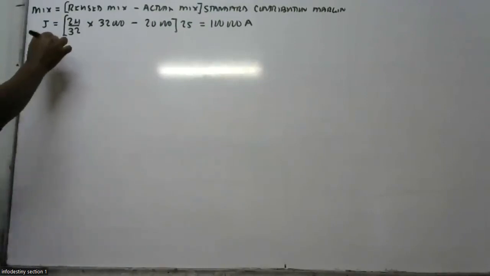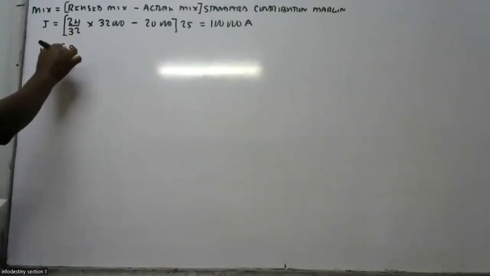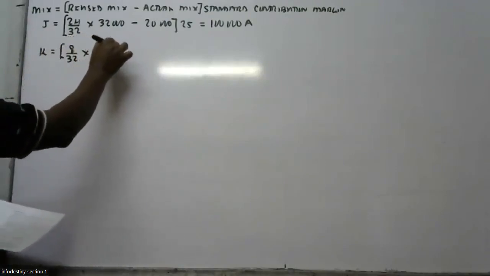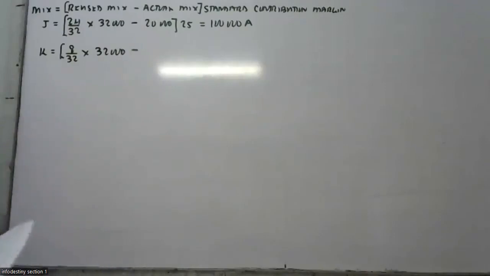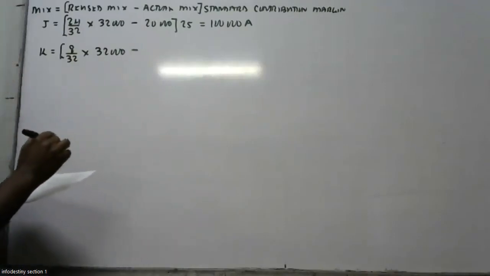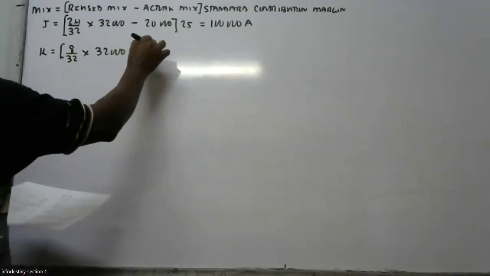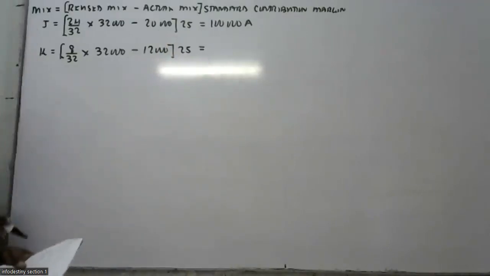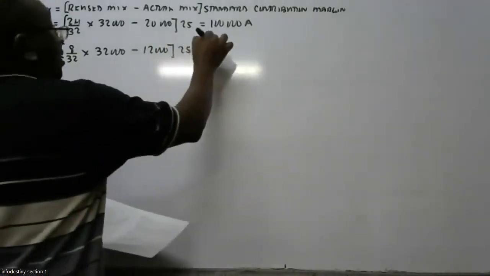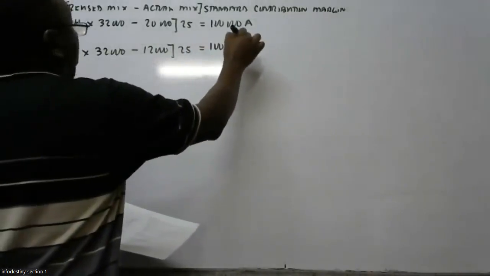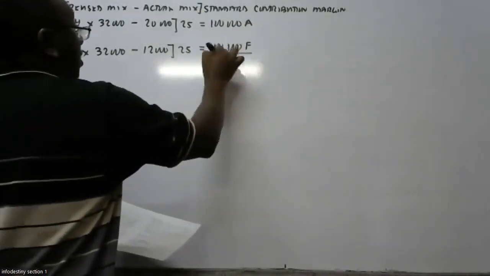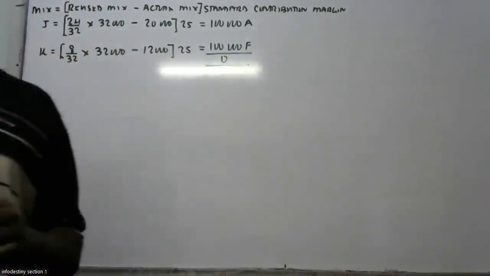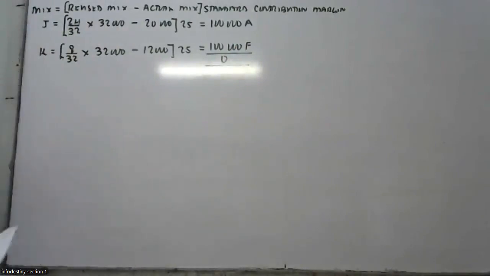Then for K, it is 8 out of that 2. You multiply by that total. You now minus the actual, which is 12,000, and the standard contribution margin of 25. So that gives us 100,000 again. But now this one is favorable. And consequently, when you combine them, the answer is 0.